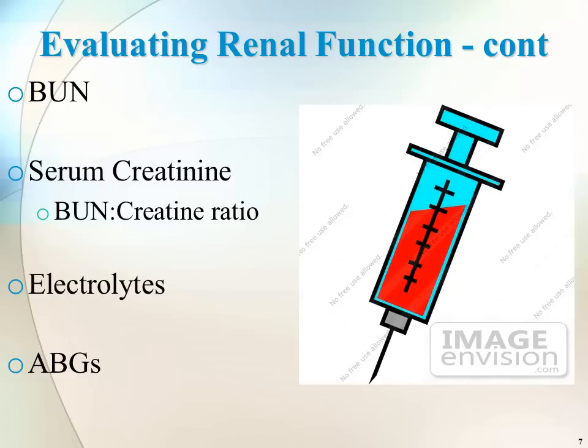ABGs are evaluated because patients with acute kidney injury and chronic kidney disease often have metabolic acidosis, which we're going to talk about, why and how we treat it. So we are monitoring ABGs as an indication of metabolic disturbances in the body because of the kidneys.